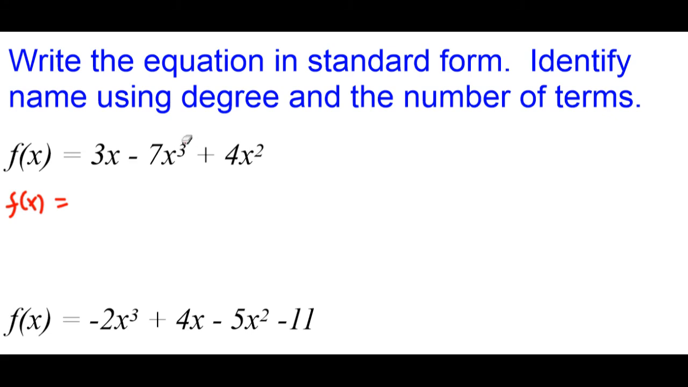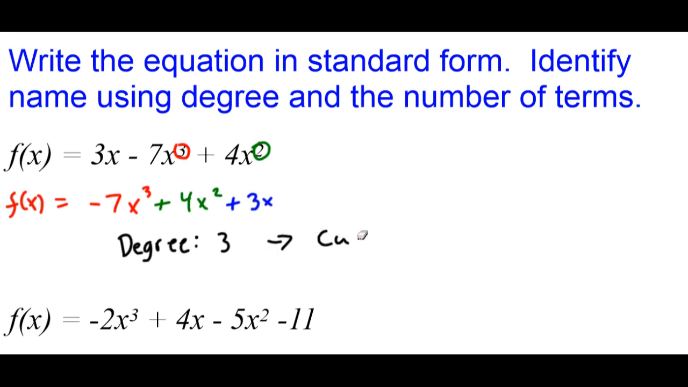So we look at our degrees, our exponents. So here I have 3, so I know that has to come first. Now don't forget your negative in front of the 7. So this will be negative 7x cubed. Next I should have, notice our squared, this will be plus 4x squared. And then to finish, I should have a plus 3x. Now looking at this, we're going to name it by degree. This is degree 3. That is our highest exponent. So that means this is a cubic.